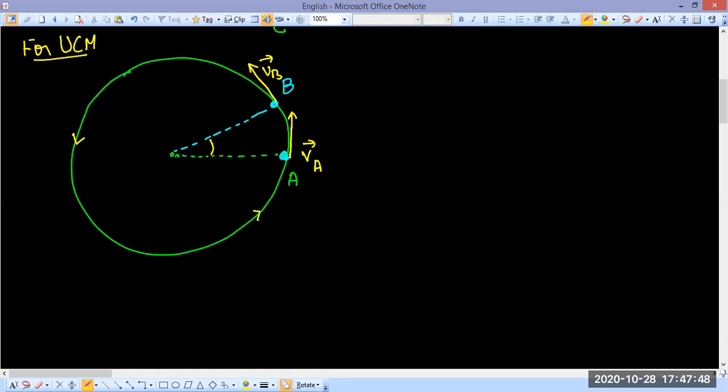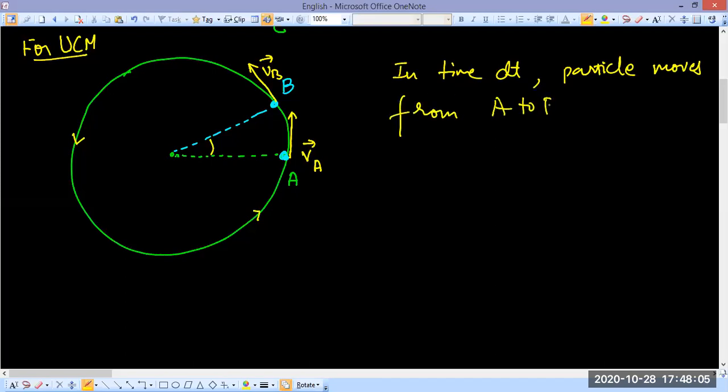So let's say in this small time, right? So we can write in time dt, which is infinitesimal, of course, right? Particle moves from A to B, right?